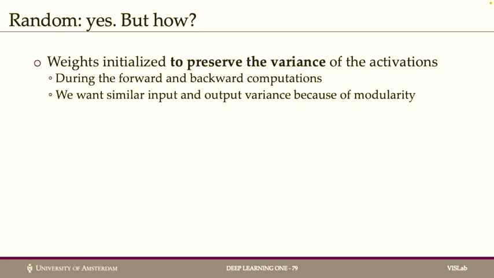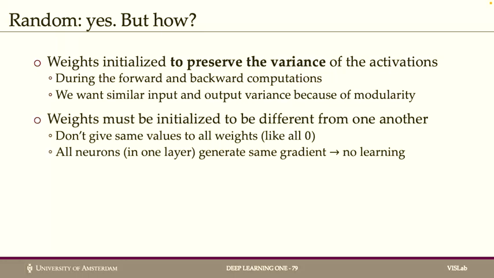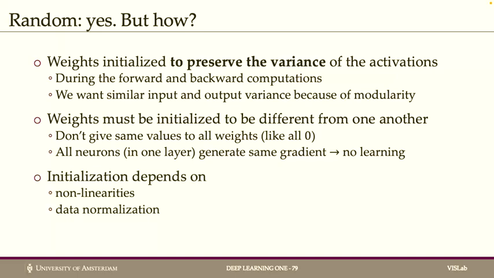The idea is to preserve the variance of the activations during the forward and backward pass. So we want the input and output variance to be similar because of the modularity. We don't want, for example, the last layer to be very different, and then if we backprop all the way to the first layer, they're all mushed together, because then we're not getting any meaningful gradients. Yeah, that's what we said.